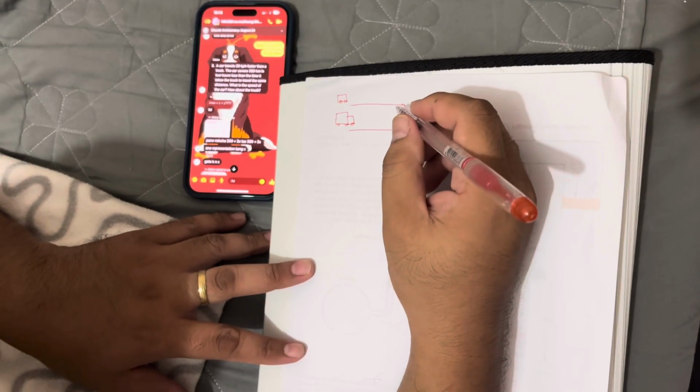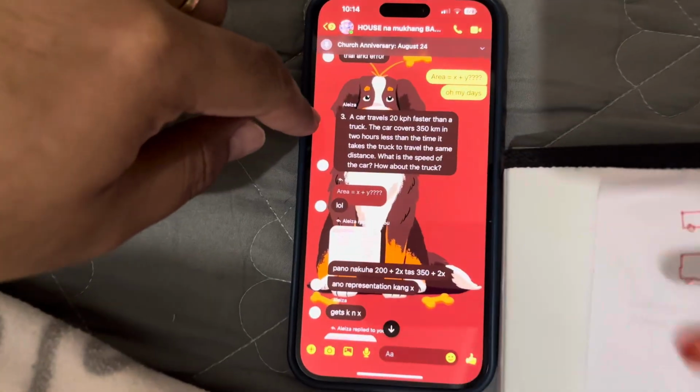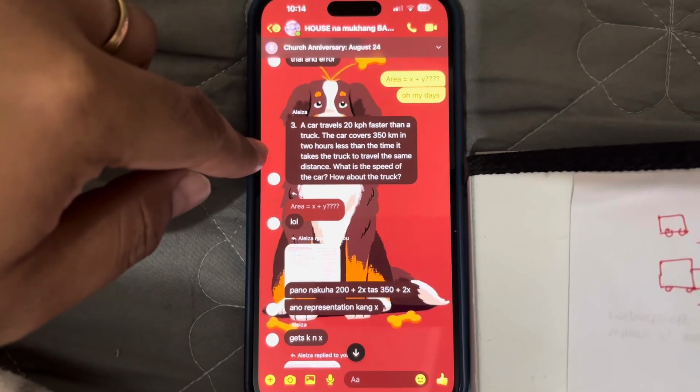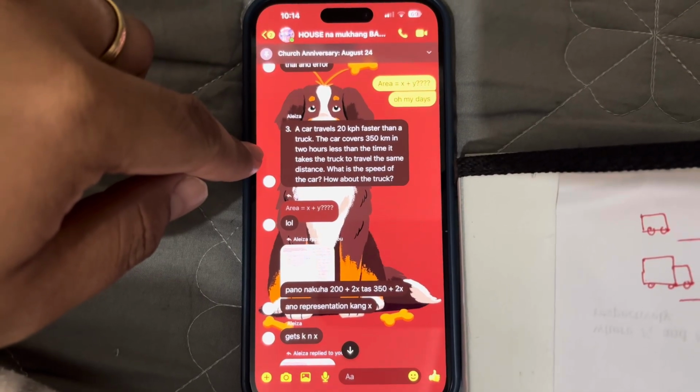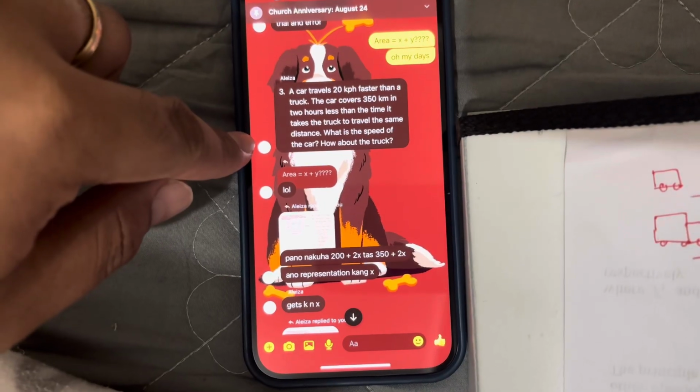Okay guys, so may problema tayo dito. A car travels, zoom mo dito. A car travels 20 kilometers per hour faster than a truck. The car covers 350 kilometers in 2 hours less than the time it takes the truck to travel the same distance. What is the speed of the car?